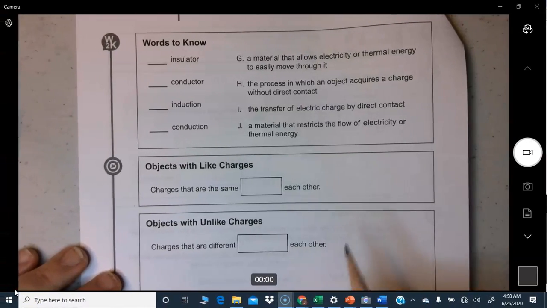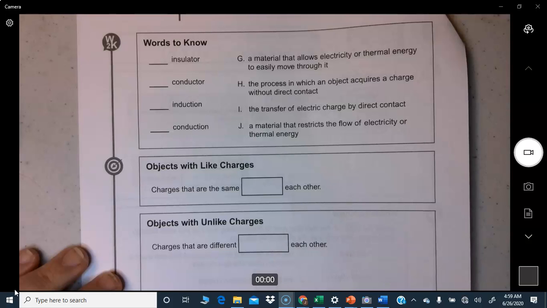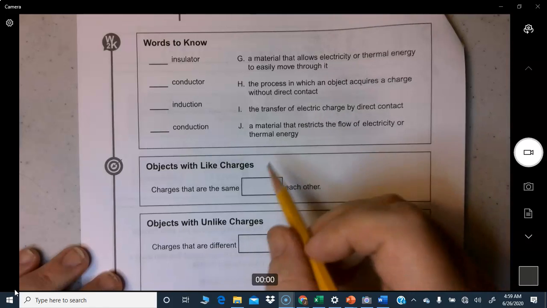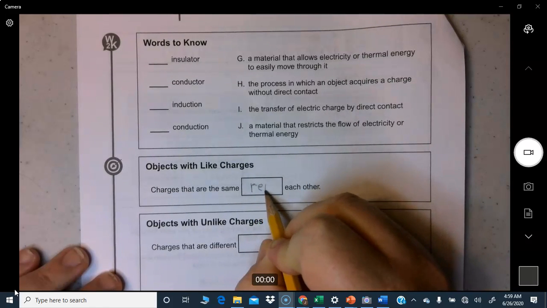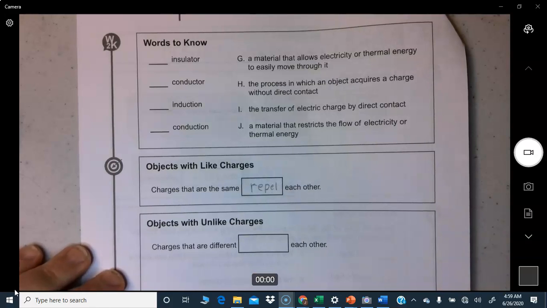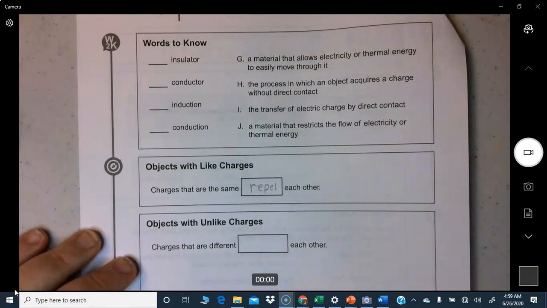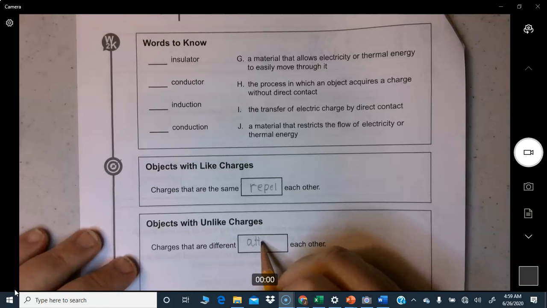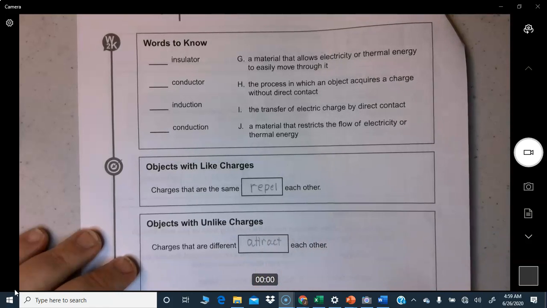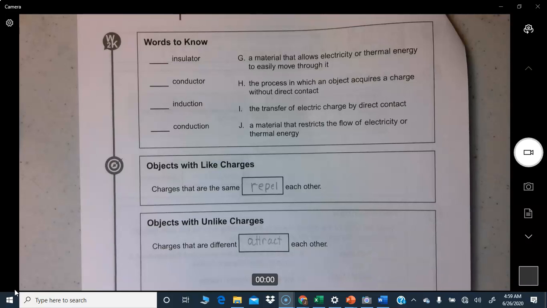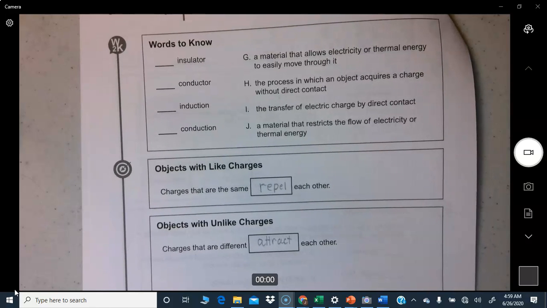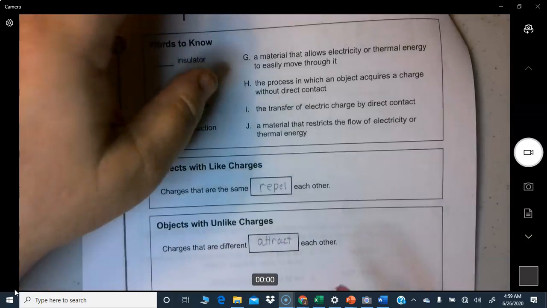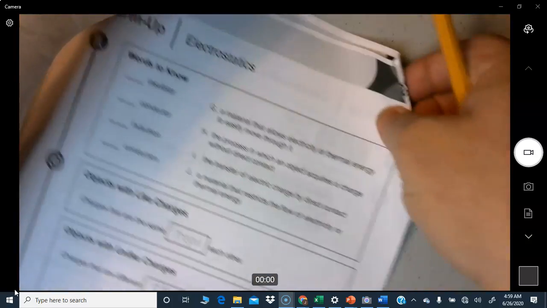All right, let's go ahead and get caught up with some of our guided notes here. So charges that are the same repel each other. They're the same, they repel. That was a few panels back. Charges that are different attract. As you'll see, these questions are not necessarily in the order that you see them in the video sometimes. Okay, let's go ahead and move on. Let's answer a few more.